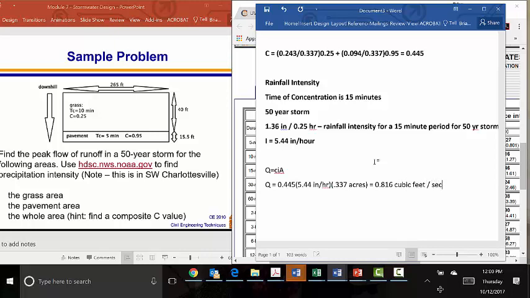per second. So what this is telling us is that, based on the rational method and the assumptions we've made and the data that we've used, we can expect to have 0.816 cubic feet of water every second coming off of this area at this boundary. Okay, so that's an example of applying the rational method for a simple catchment area.